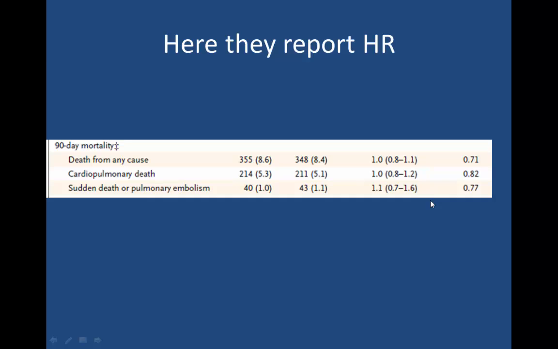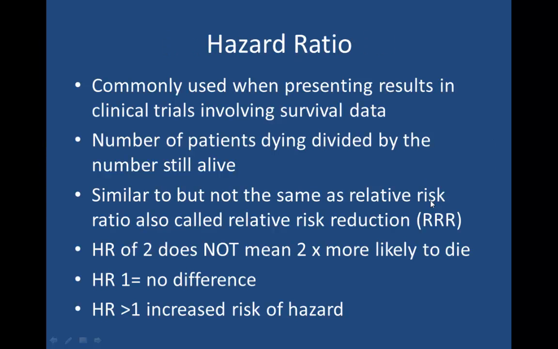Okay, let me go back here now. Hazard ratio. So when do we see hazard ratios? We see them when they're looking at survival data. So the number of patients that died divided by the number of patients who are still alive. Basically, the interpretation is going to be similar to how we interpreted relative risk. So a hazard ratio of 2 does not mean they're 2 times more likely to die, but it does mean that there's a positive relationship.